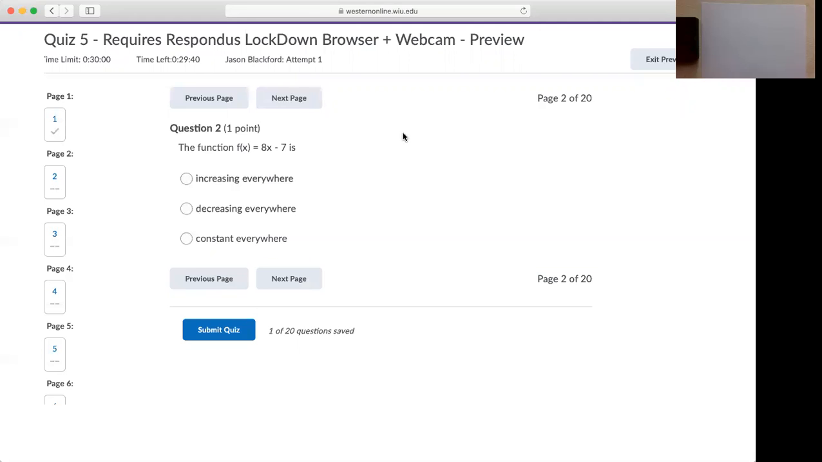A linear function is increasing. That's just the same as asking, is the corresponding line increasing? And in this case, it's all about the slope. The slope is 8, which is positive. So that means the line is increasing and the function is increasing.